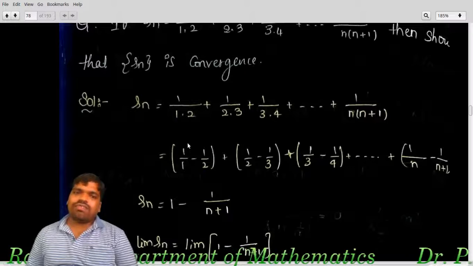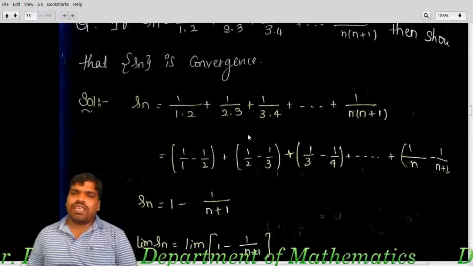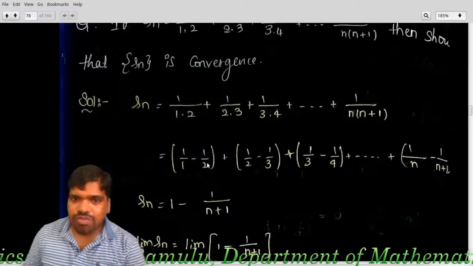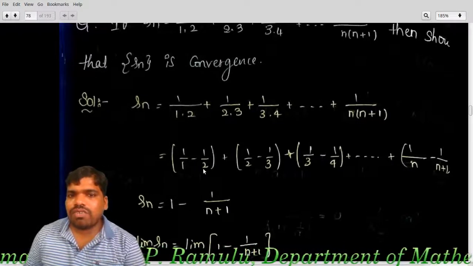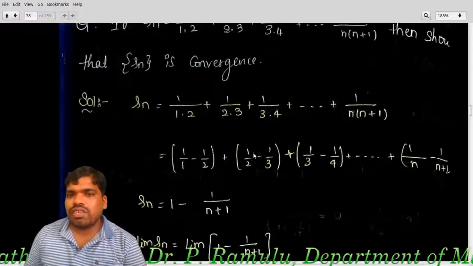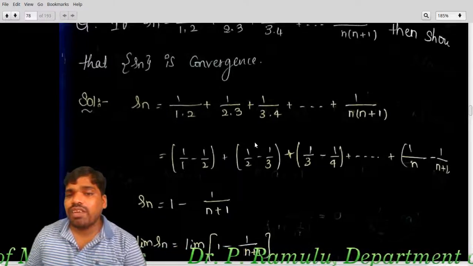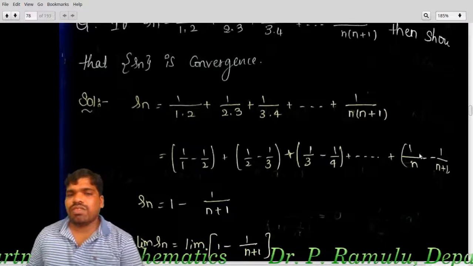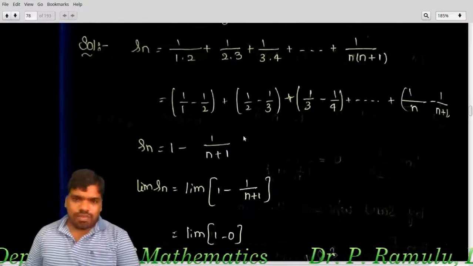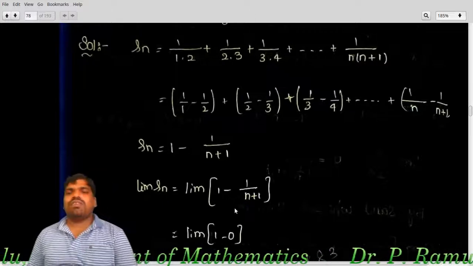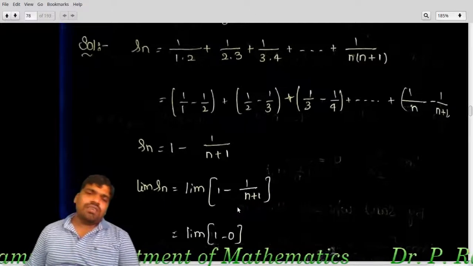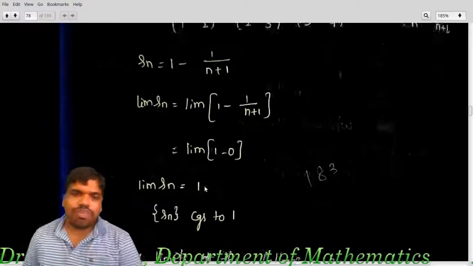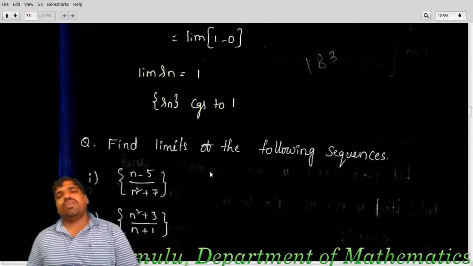This can be written as 1 by 1 minus 1 by 2, plus 1 by 2 minus 1 by 3. You can do it here. If I take the LCM, what happens? 2 minus 1 equals 1, 1 into 2, plus 3 minus 2 equals 1, 2 into 3, plus 1 by 3 minus 1 by 4, and so on. Sn equals 1 minus 1 by n plus 1. Lim Sn equals lim of 1 minus 1 by n plus 1, which equals 1. Therefore Sn converges to 1.